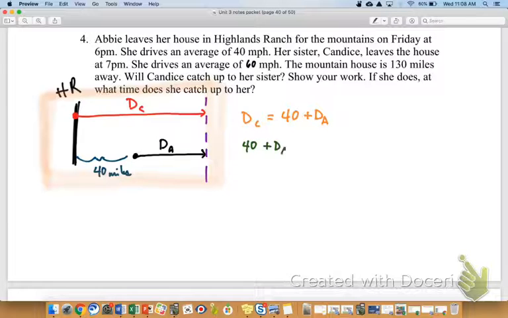40 plus DA equals 110. What do you guys think about that? Is that true or false? What does the equals 110 tell you? That's where they end up. That means they got to the mountain house, right?